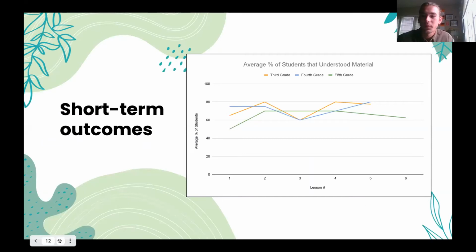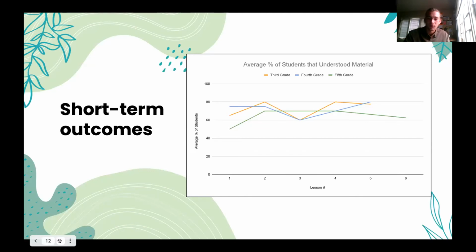Cool. Thanks, Olivia. I'm Wally again, and I'm going to go over our short-term outcomes. So we wanted to show this data. This is any changes in knowledge and skills by the students, and this is measured by discovering if the learning objectives are met by the end of the lesson.